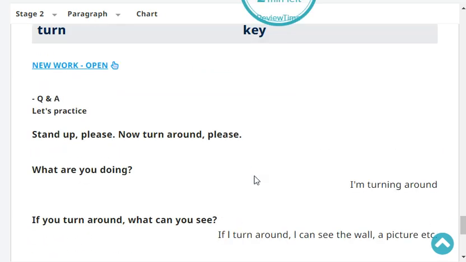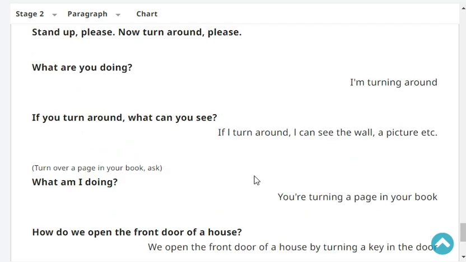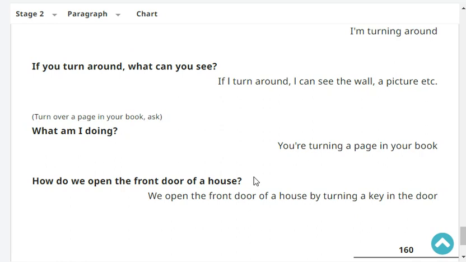Turn, key. Stand up, please. Now turn around. What are you doing? I'm turning around. If you turn round, what can you see? If I turn round, I can see the wall. What am I doing? You're turning a page in your book. How do we open the front door of a house? We open the front door of a house by turning a key in the door.